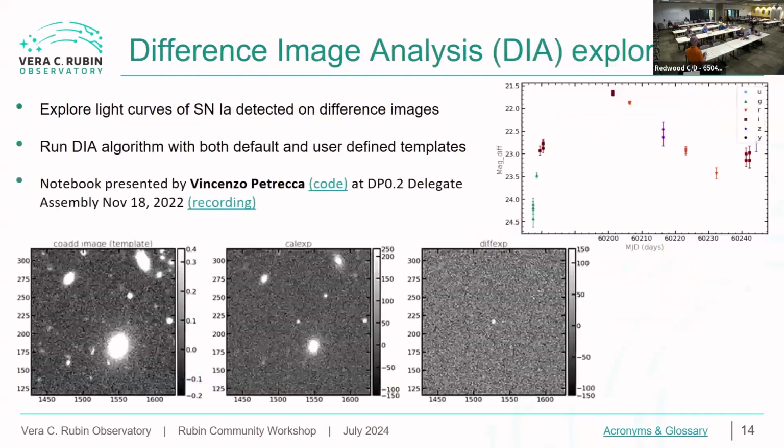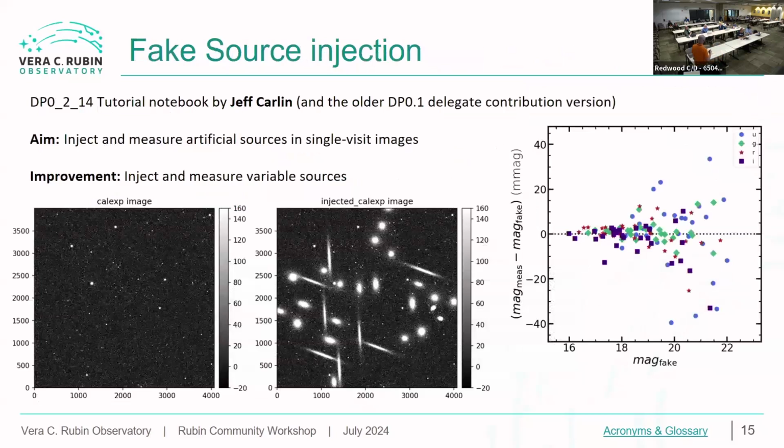And then we were also trying to prepare more advanced tutorials. For instance, we wanted to explore difference image analysis because this is one of the hot topics for time domain. There was a contributed notebook that I prepared some time ago explaining how to produce your own coadds as custom templates to run the difference image analysis and see how this changes the recovered light curves of the difference images. And last but not least, fake source injection, which is an even more important topic, to include sources that are not included in the simulation. We will listen to talks about these things in this session.